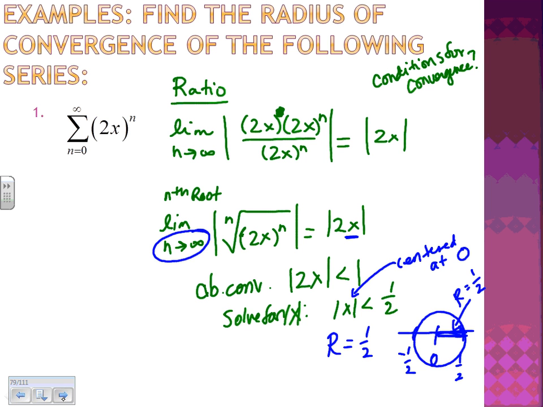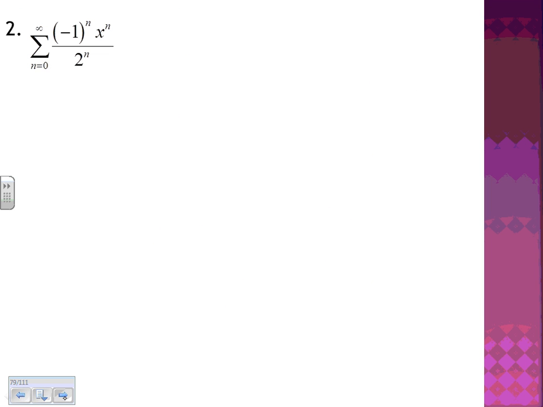So, little question. Do you know if it converges at the endpoints here? No. What happens when it equals 1/2? That means it would equal 1, right? It would be inconclusive. All right, so we're just going to think about that, but we're going to do another one. Do this one with your group. Find the radius of convergence.